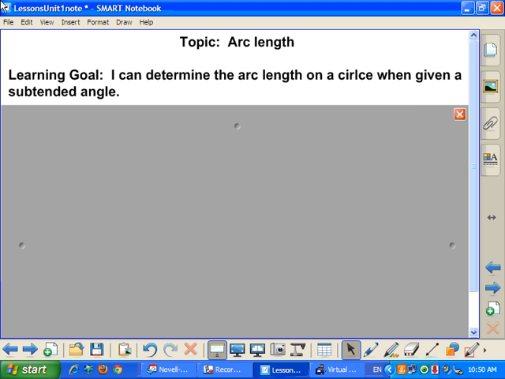Hello and welcome to lesson number 6, and we're talking about arc length. So we've talked about, we know what an arc is. Now I want to be able to have it so that you can calculate the length of that arc.